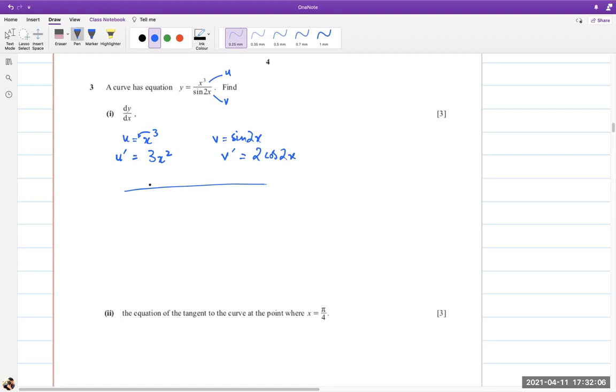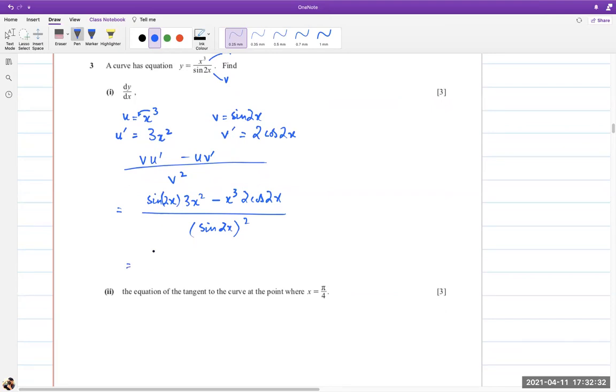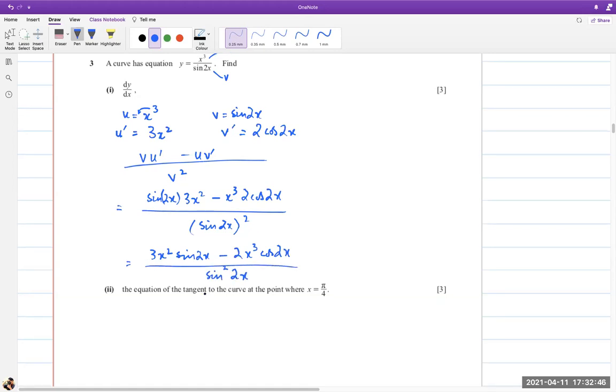Now I'll apply the formula, which is v u prime minus u v prime over v squared. I'll just plug in the values. Sine 2x into u prime, which is 3x squared, minus u, which is x cubed, times 2 cos 2x, whole over sine 2x whole squared. Notice this is not 2x squared, it is whole squared. Okay, so now my answer goes out to be 3x squared sine 2x minus 2x cube cos 2x over sine squared 2x. I have the answer.